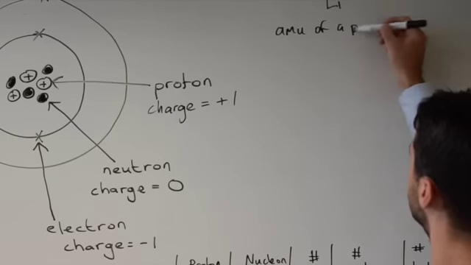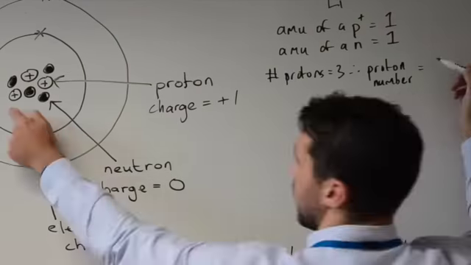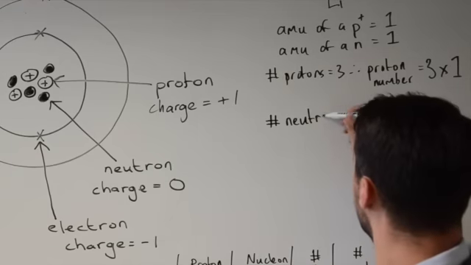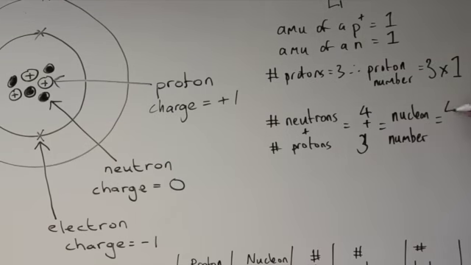So this all makes sense in terms of atomic mass units. We know the AMU of a proton is 1 and the AMU of a neutron is 1. So if the number of protons is 3, the proton number must be 3 times 1, which is 3. And if the number of neutrons and protons is 4 and 3, then we know that the nucleon number must be 4 times 1, 4, plus 3 times 1, 3, is 7.